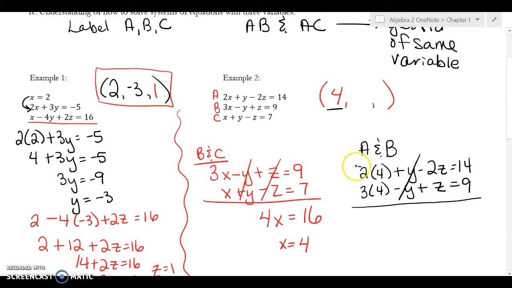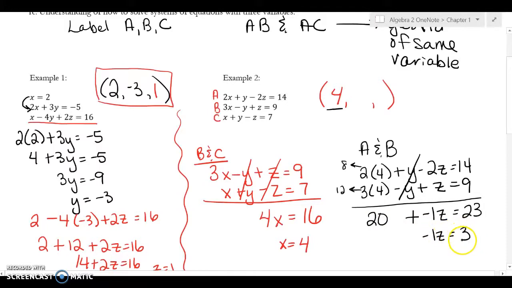And now I need to do this. This is 8. This is 12. So combining those gives me 20 plus a negative 1z equals 23. If I minus 20 on both sides, I get negative 1z is 3. So z is negative 3.